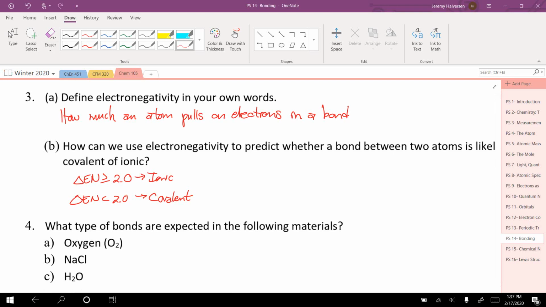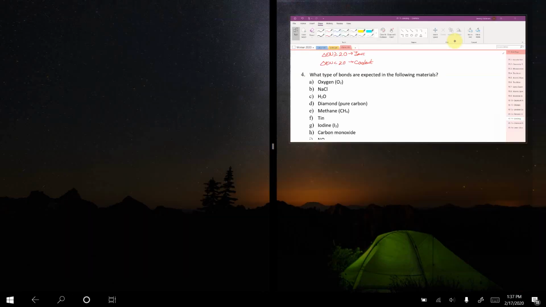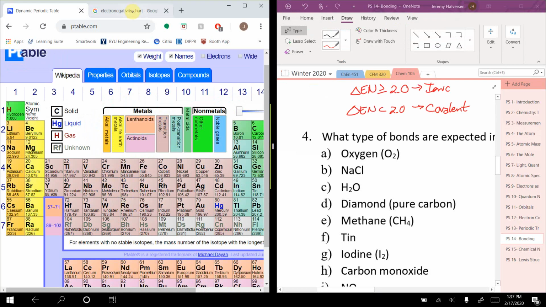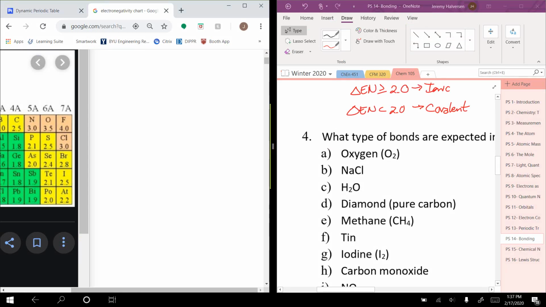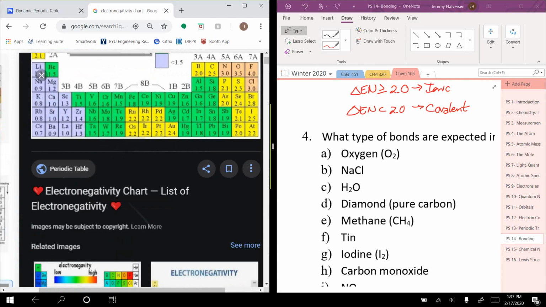But again, that's just one kind of tactic to use. The other is to just say if it's two nonmetals, it's going to be covalent. If it's a metal and non-metal, it's going to be ionic. All right, so let's look at this. What type of bonds are expected in the following materials? So as we do this, why don't I pull up the electronegativity chart.